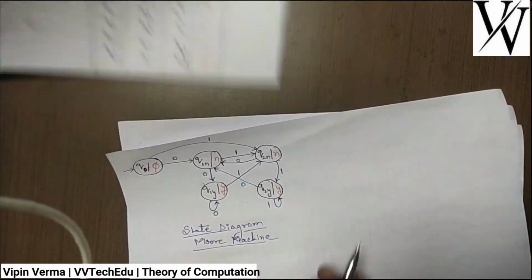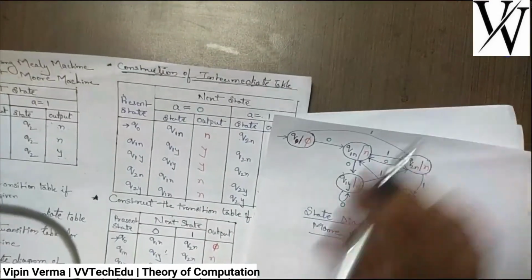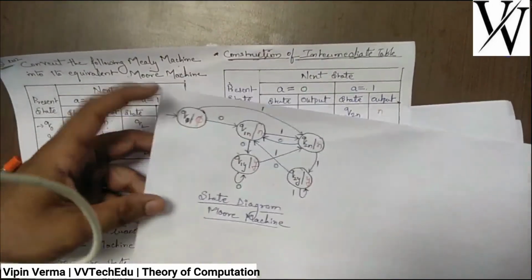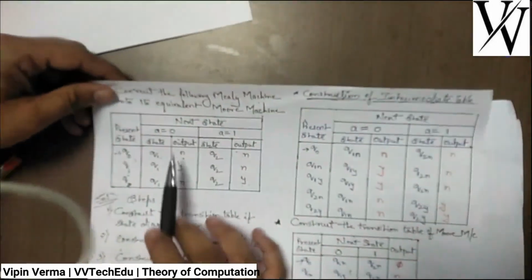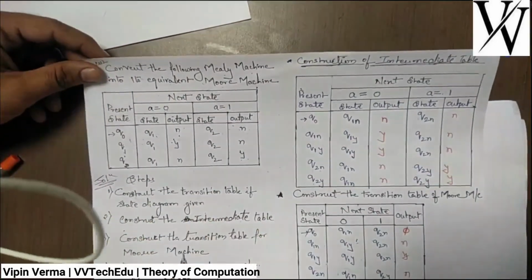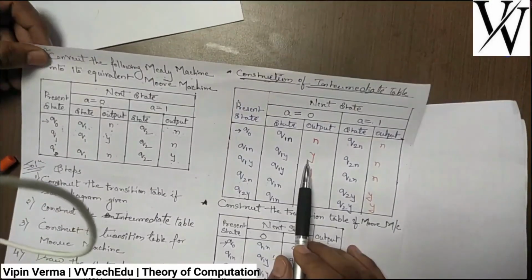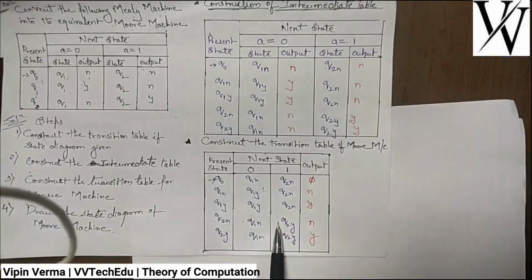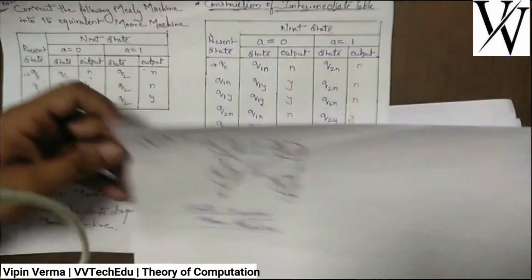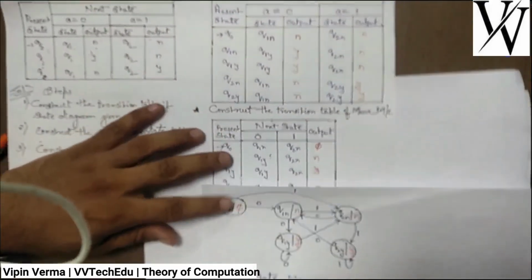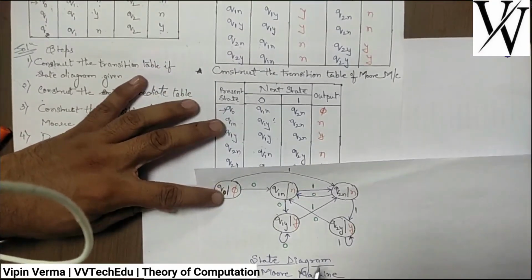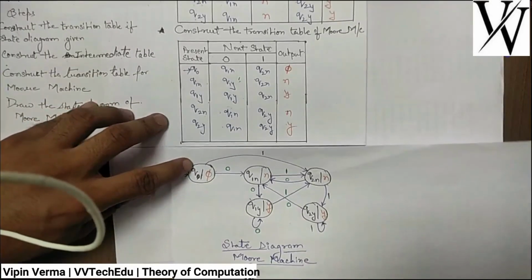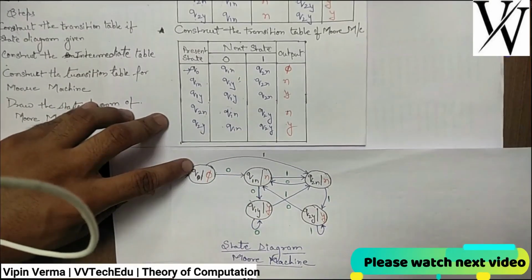So that's all for now. You can see here, this is what we call the solution. We started with this problem. These are the steps: construction of the intermediate table, then the transition table of the Mealy machine, and at last we have the transition diagram or the state diagram for the required Mealy machine. This is the transition table and this one is the transition diagram.